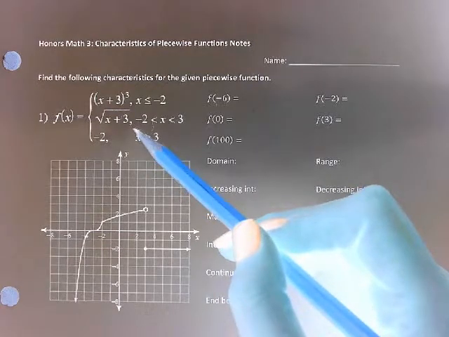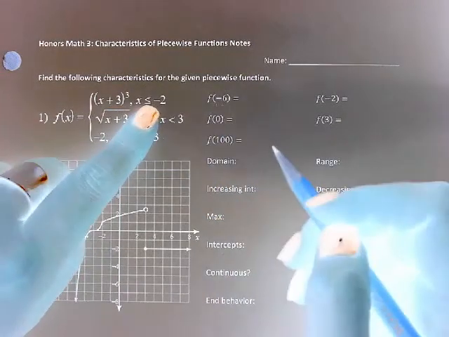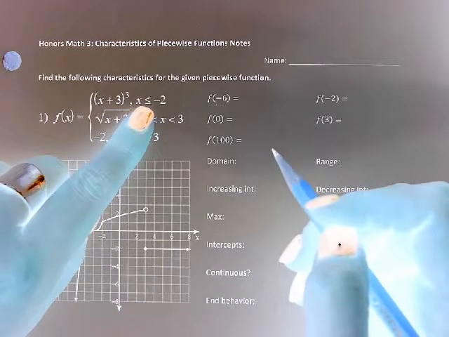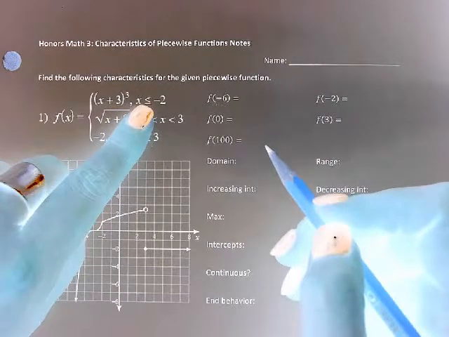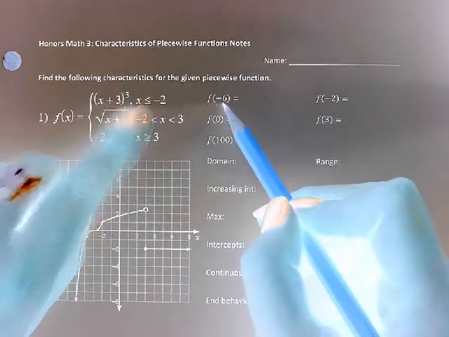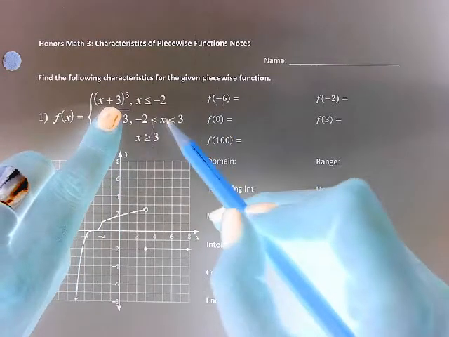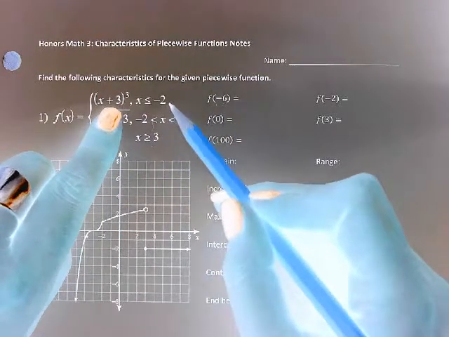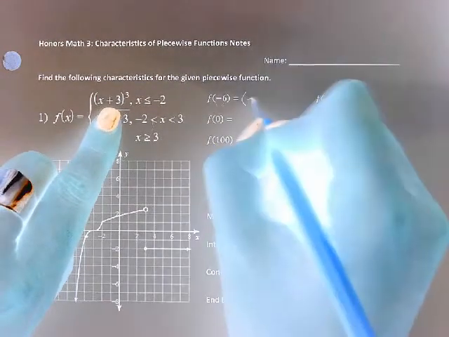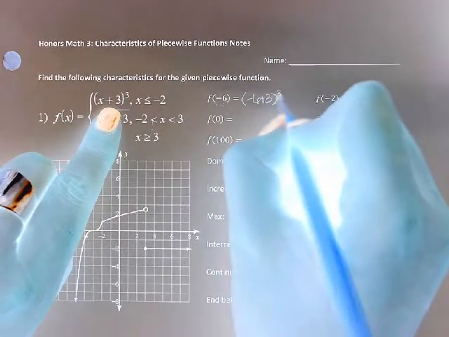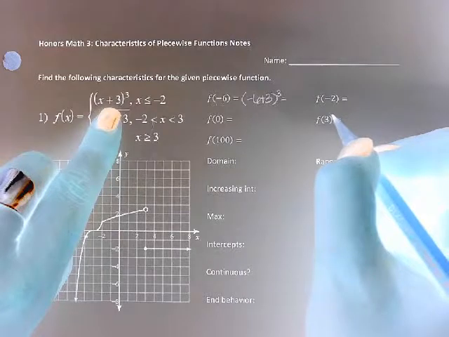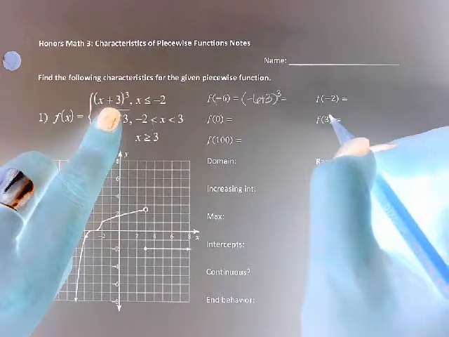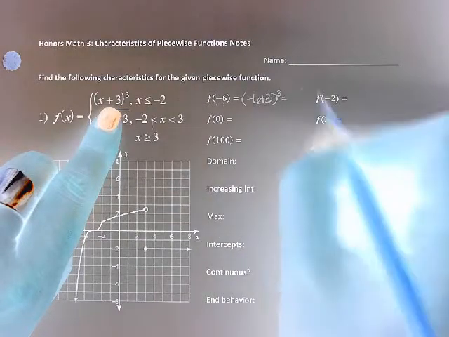No. Plug it into the first one, because what does the first one say? Any place where x is less than or equal to -2, that's when you're allowed to use it. So if we have x equals -6, it can only be plugged into the first one. It cannot be plugged into the other ones, because that's where -6 shows up. So for the first one, I'm going to say (-6 + 3) to the third. And what would I get? -6 plus 3 is -3, -3 to the third, -27, okay?